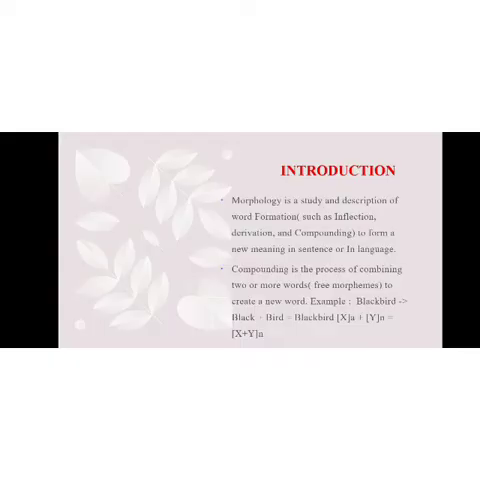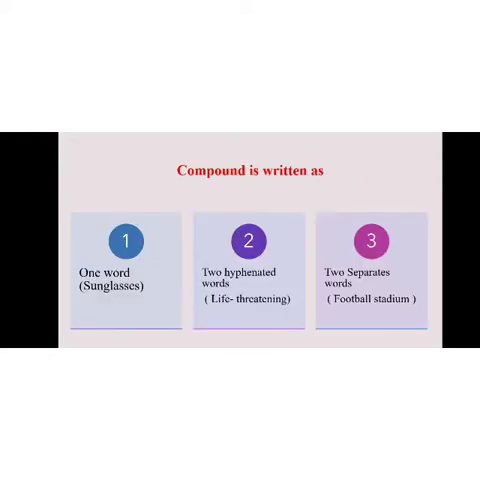But before that, I will tell you the definition of morphology first. Well, morphology is the study and description of word formation to form a new meaning in a sentence or in a language. So compounding is the process of combining two or more words to create a new word. For example, when you combine black as an adjective and bird as a noun, it will be blackbird, and it will have a new meaning too.